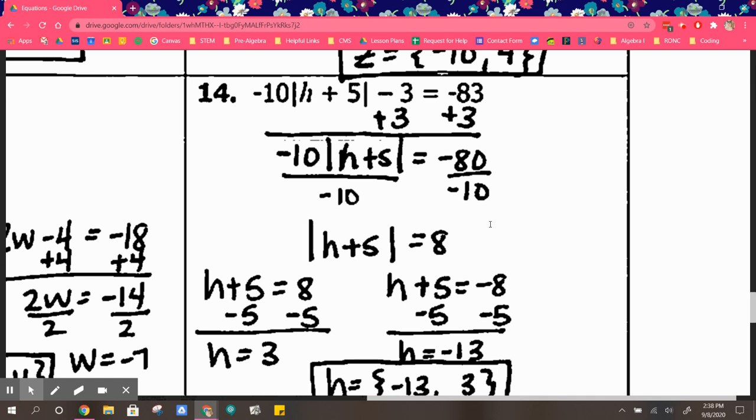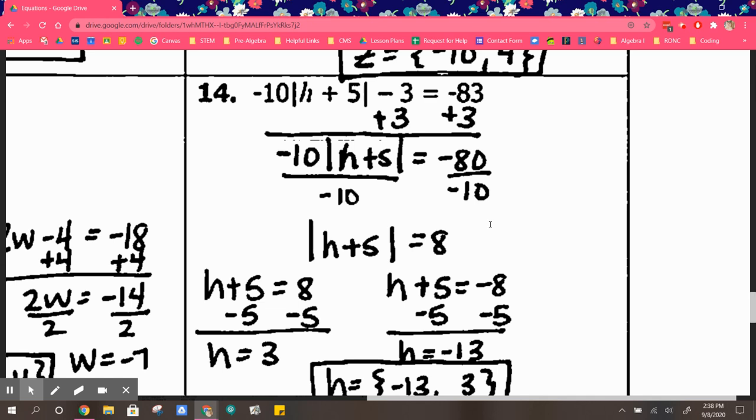So when you're solving an equation, remember you're doing the order of operations backwards. So we want to do the same thing here. So you can see their very first step is they're adding 3 to both sides. You need to get rid of that subtraction first before you can get rid of the multiplication. So we're going to go ahead and add 3 to both sides, where they get negative 10 times the absolute value of h plus 5 equals negative 80. And now you can go ahead and get rid of that multiplication. So to get rid of the multiplication, you need to divide by negative 10 on both sides. So then you're left with the absolute value of h plus 5 equals 8.